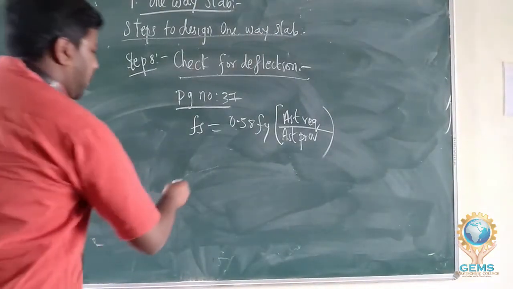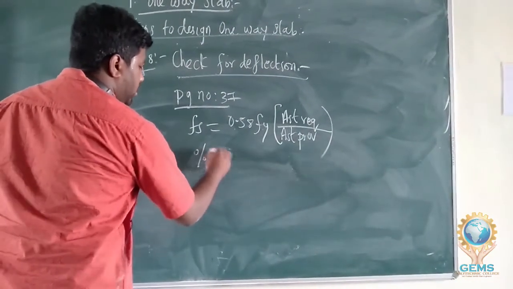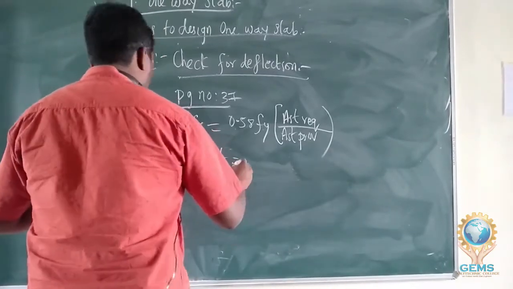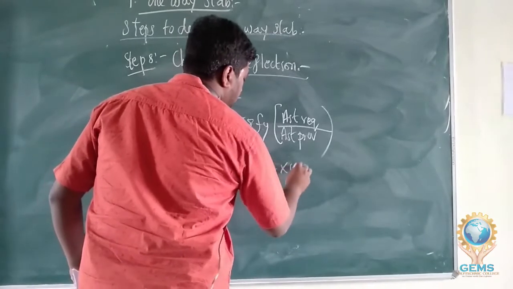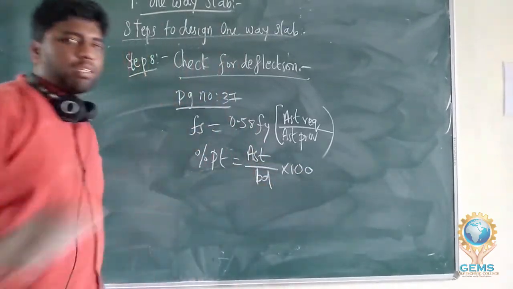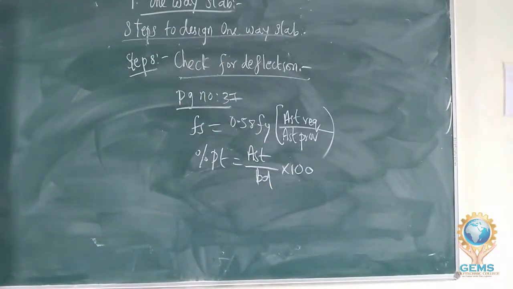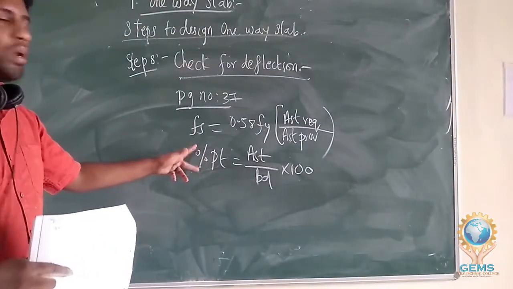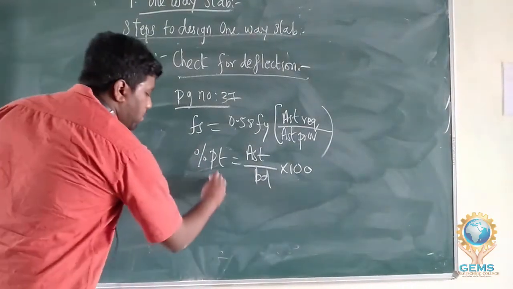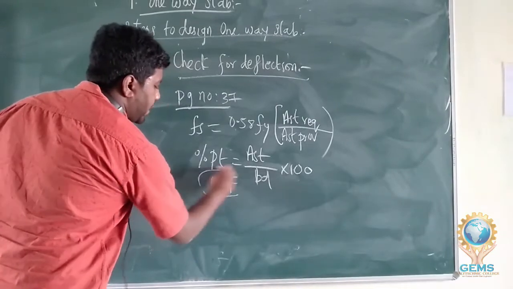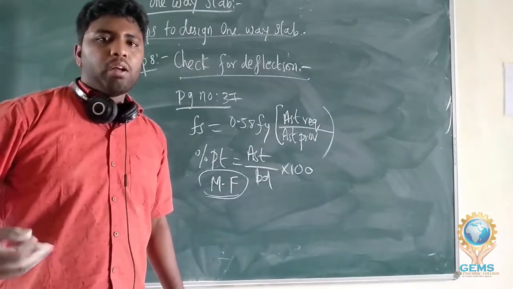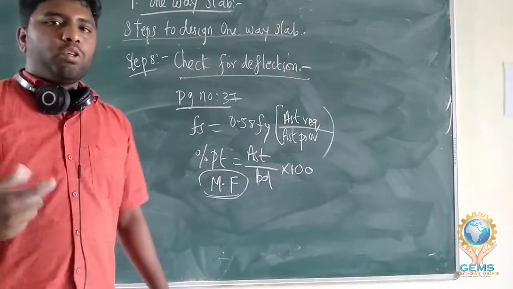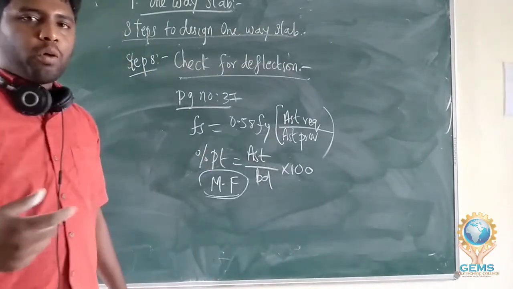Next we want to find the percentage of steel. What is percentage of steel? That is AST divided by B into D into 100. This is the percentage of steel formula. Using these two, you will get the modification factor value. There is a chart and a table. You must use the chart and table and you will find it. By doing the problem, I will tell you.